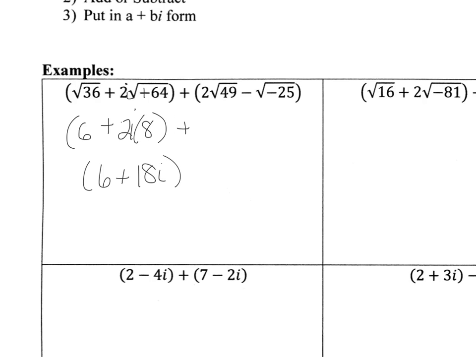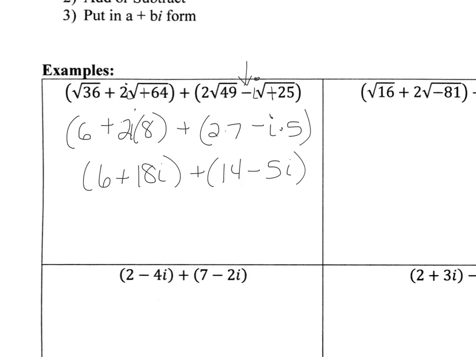Same deal with this one. This would be 2 times 7. Change this to a positive, put an i out there. That does not affect that negative. That negative stays the same. And then times 5. So just to keep our standards the same, this is 14 minus 5i.